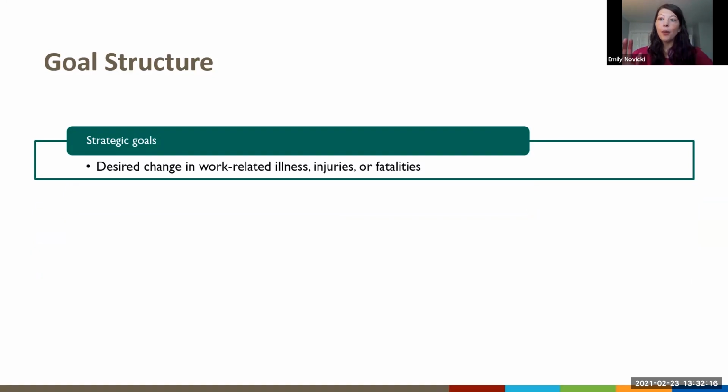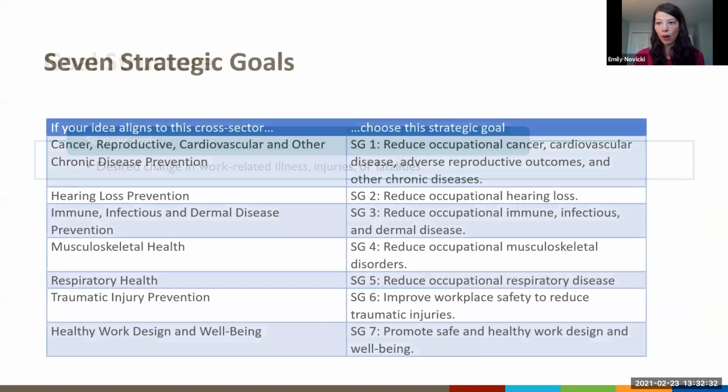Strategic goals are the really big picture: what are we trying to change in the world? Generally, we want to reduce an illness, an injury, a fatality. We want to optimize health, right? So what is our big thing that we're trying to do? Those are the 7 cross-sector issues, basically, and we have a strategic goal for each of the 7 cross-sectors. It's a very clear 1-to-1 ratio. So once you figure out your cross-sector, or it might be more than one cross-sector, that's totally possible too, that tells you what your strategic goal, or goals plural, would be.